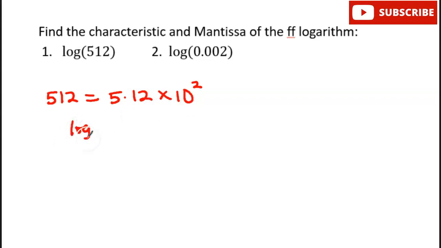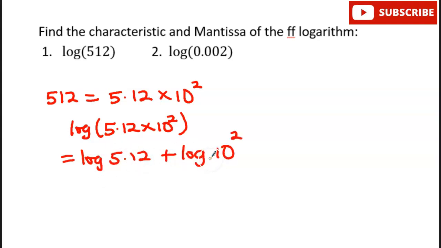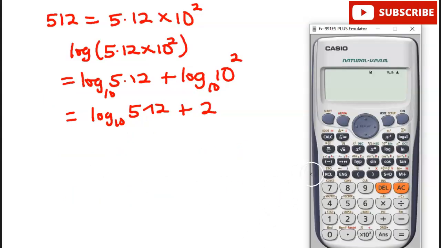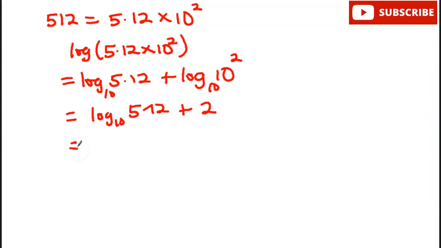So log of 5.12 times 10 to the power 2. This becomes log 5.12 plus the power 2. So we have log to the base 10 of 5.12 plus, when you bring the 2 here, you have 2. We then use our calculator. We find log to the base 10 of 5.12. So log 5.12 will be equal to 0.7093.